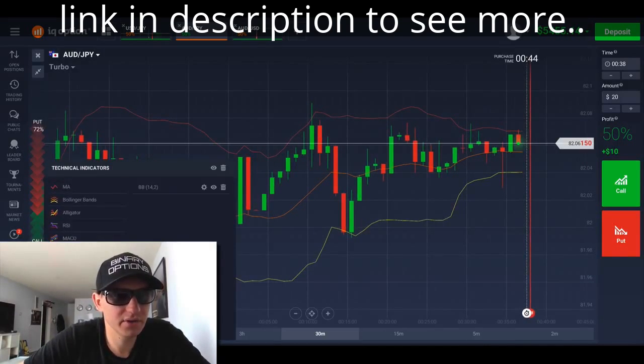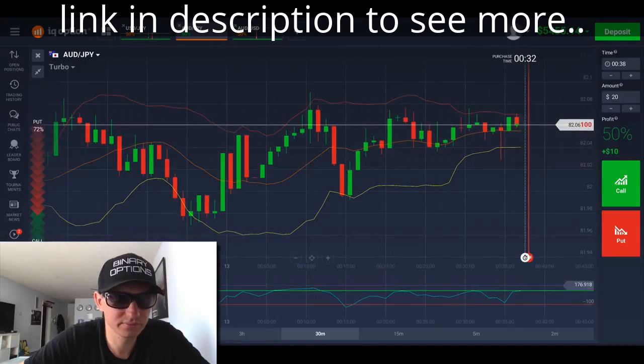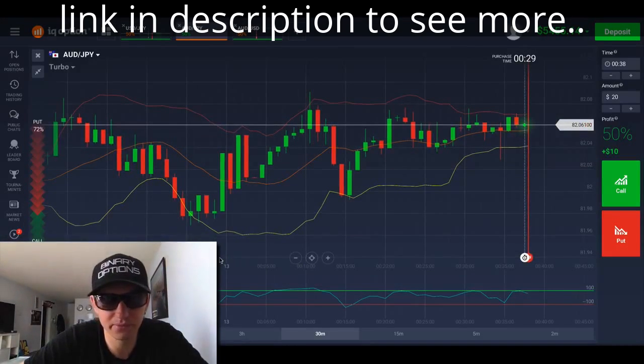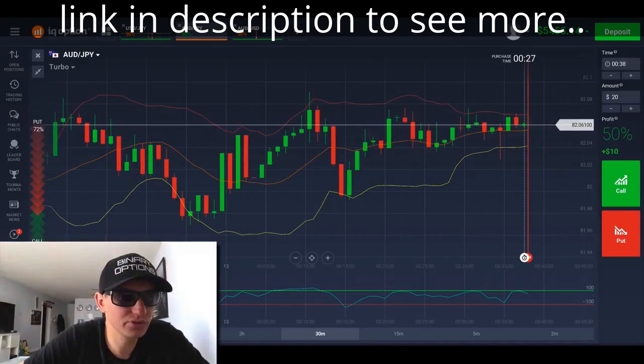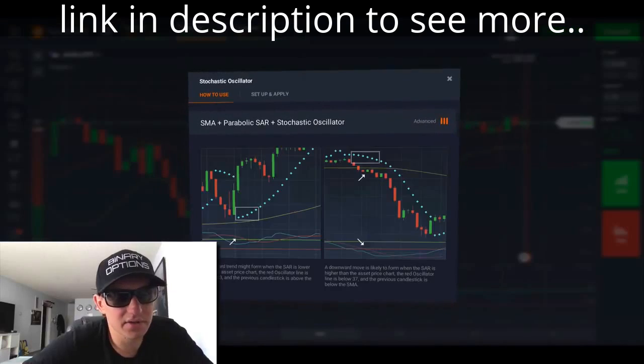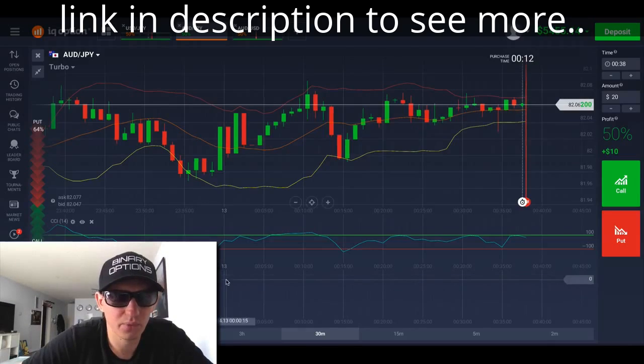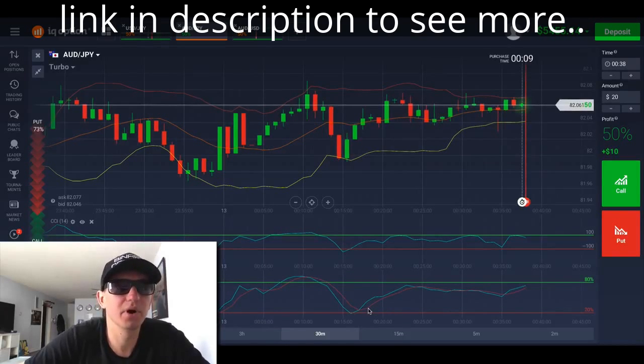They are the CCI. Also, I leave the default settings. There is one line. There are two lines in another indicator, the stochastic oscillator. Also set it up with the default settings. There are two periods, period K and D, which are represented by two lines.